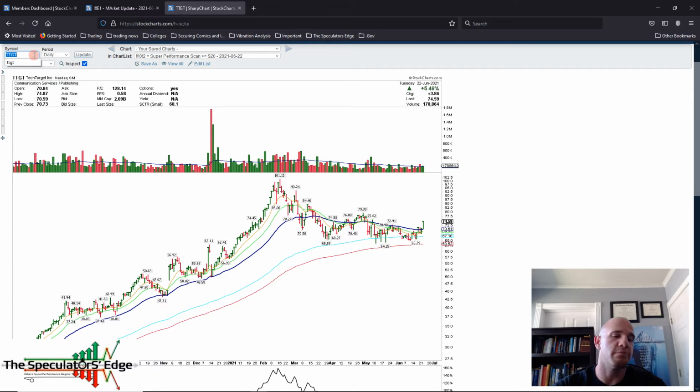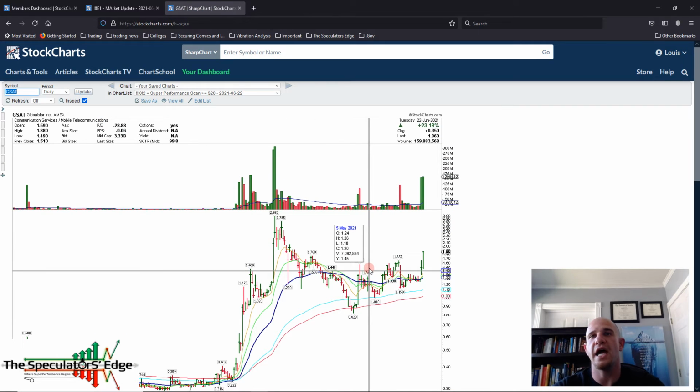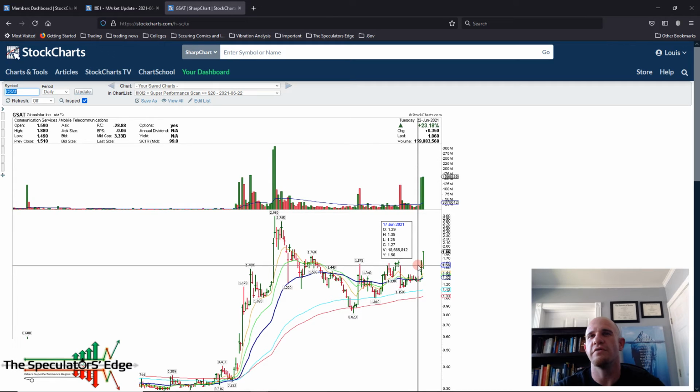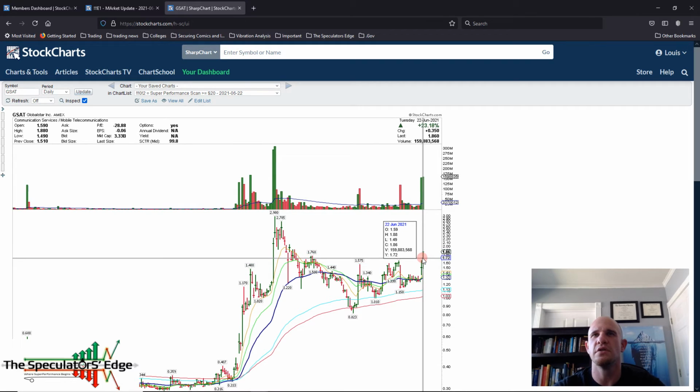Matter of fact, here's one that was great to me today. GSAT. I placed my stop loss down here at the low, around $1.30 to $1.34. Of course, I didn't get stopped out today. I bought this stock around $1.58, I think it was. Let me see here. I'm up today about 18%. Huge volume, massive volume.